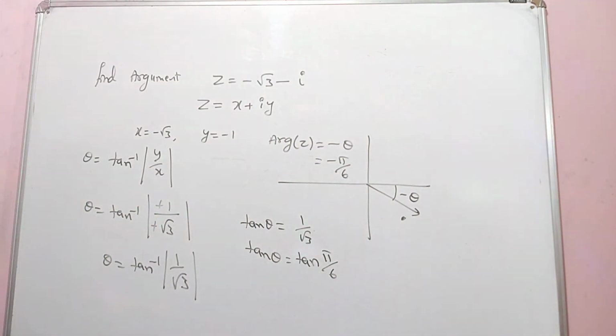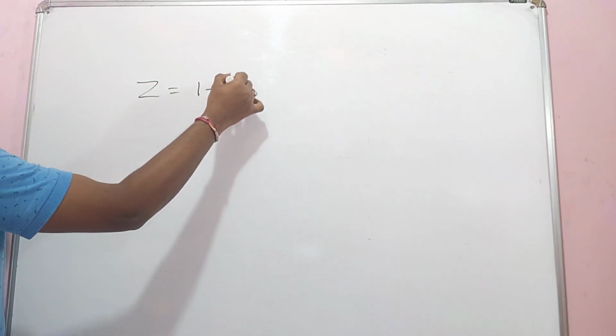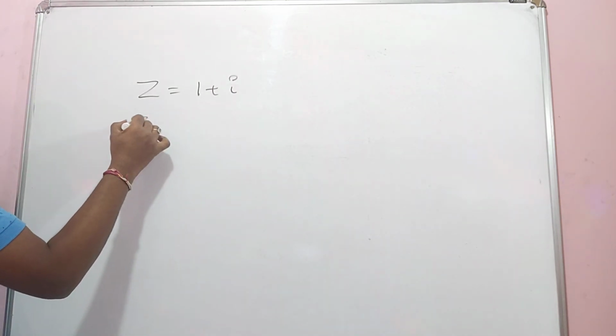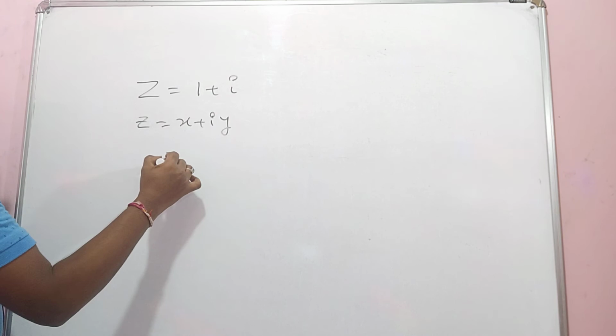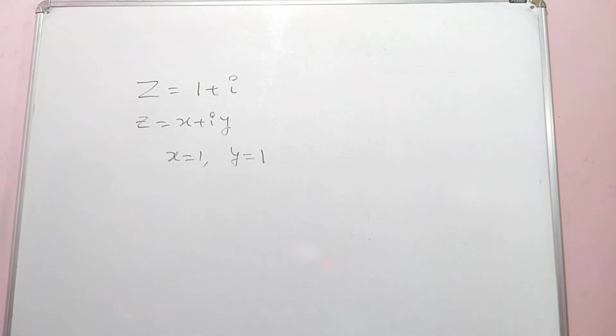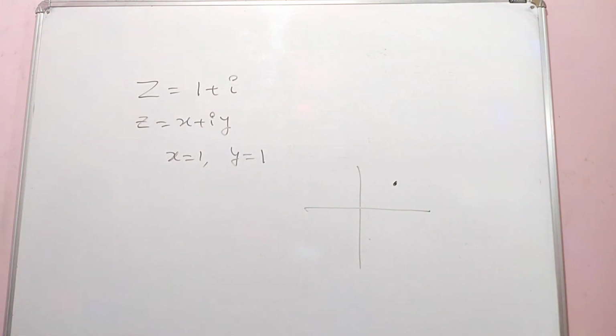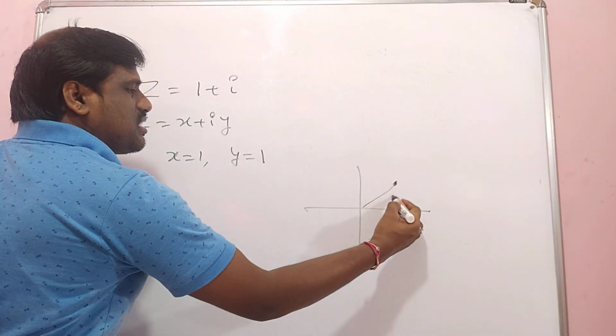So this is a very simple concept, dear students. If you want to understand this concept, the only thing you need to do is find where the point lies. Let us consider one more example. Z is equal to 1 plus iota. If I compare with x plus iota y, x is equal to 1, y is equal to 1. In which quadrant? Both are positive, so the first quadrant. If it is in the first quadrant, the answer is theta.